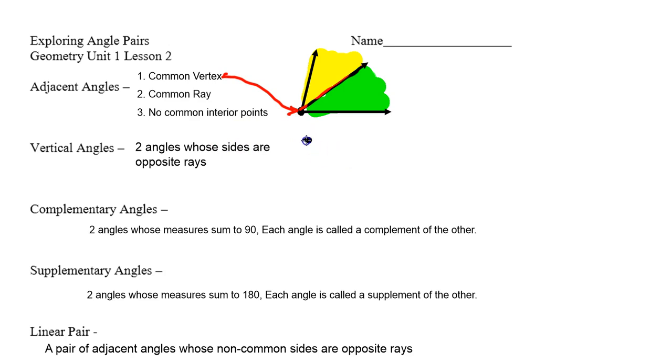All right, the next pair that we have is vertical angles. When we have two lines that intersect, the angles whose sides are opposite rays, those form what we call vertical angles. Let me just clean that up a little bit.